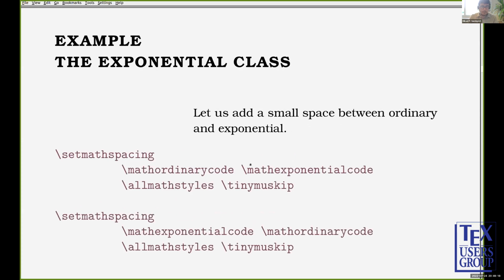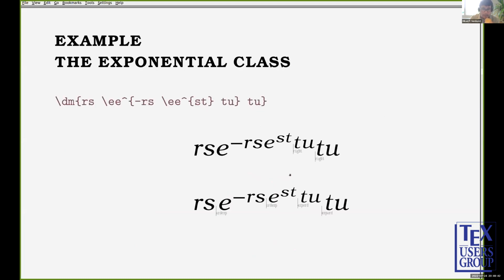But now if we want to set it up, again, this is also something that you should do once in some file, then we can use set math spacing. We set it between the ordinaries and the exponentials. We do it in all styles, and we set it to tiny. And we do the opposite, the exponential and the ordinary, all styles, and we set it to tiny. And a typical formula will look like this.